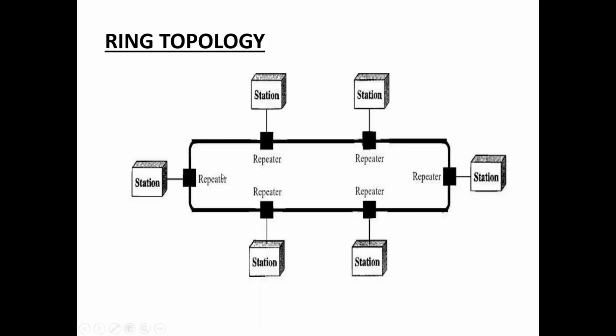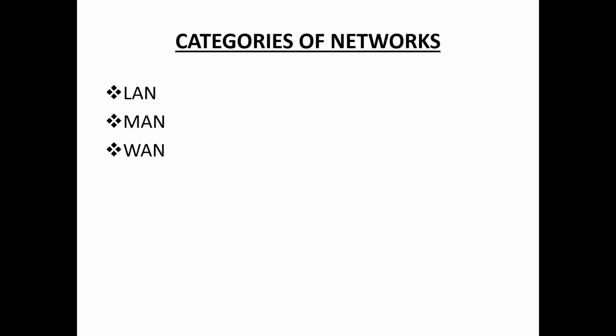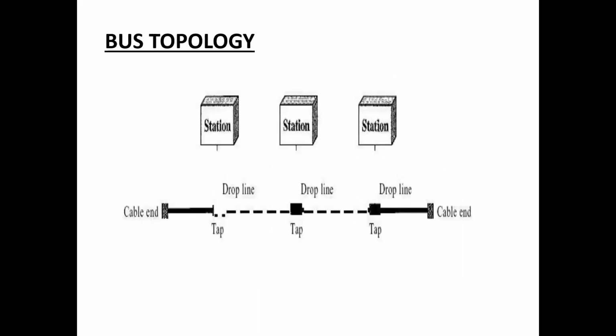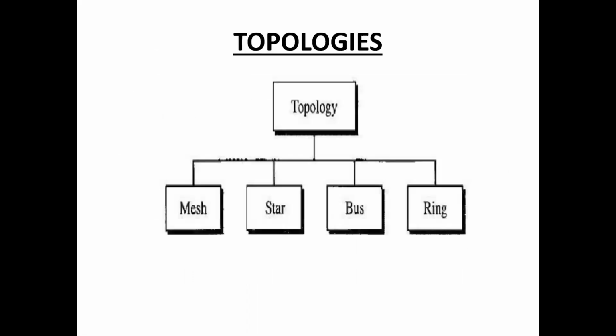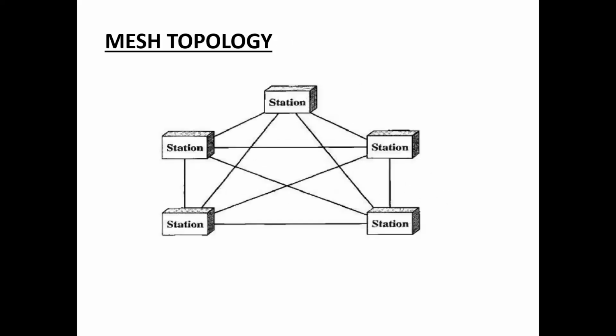See here, repeaters. What is the use of repeaters? When a station receives a signal intended for another device, the repeater regenerates the bits and passes them along the stations. So this is about the topologies: mesh topology, star topology, bus topology, and ring topology.